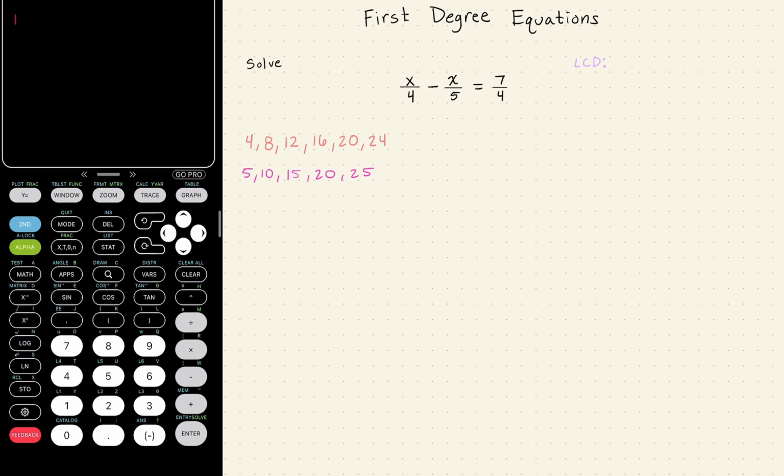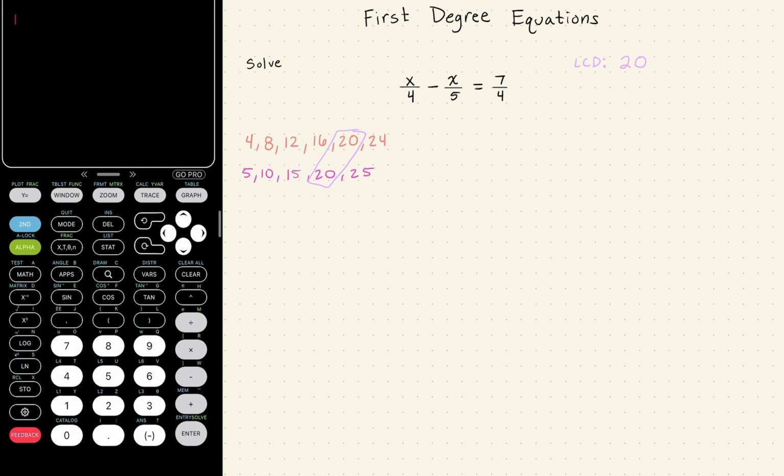What we're looking for are numbers they have in common from their lists of multiples, and we're looking for the lowest number they have in common. Looking through the lists, they both have 20 in common. So 20 is going to be our LCD here.